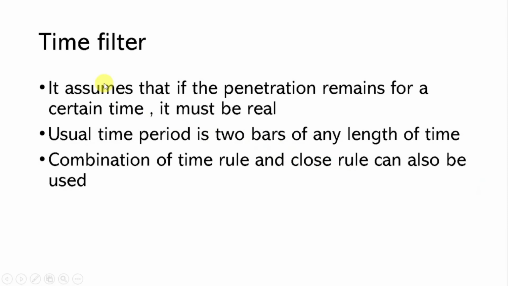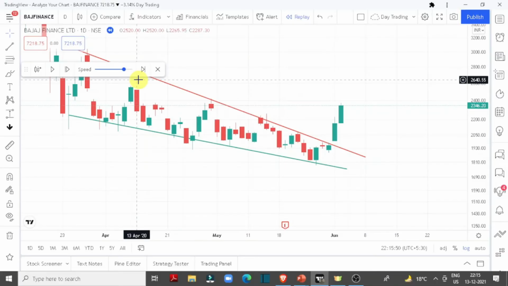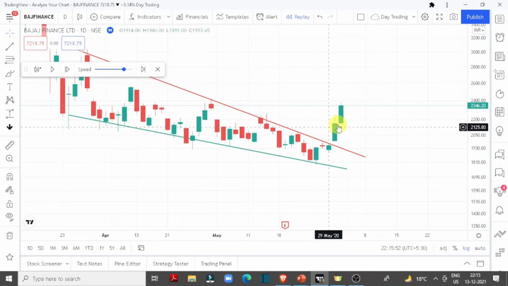Now let's talk about the third method, which is time filter. So what some people do is that they wait for some time to check whether the breakout is real or not. So for that, what they do is that after the breakout happens, they wait for 2-3 more candles.